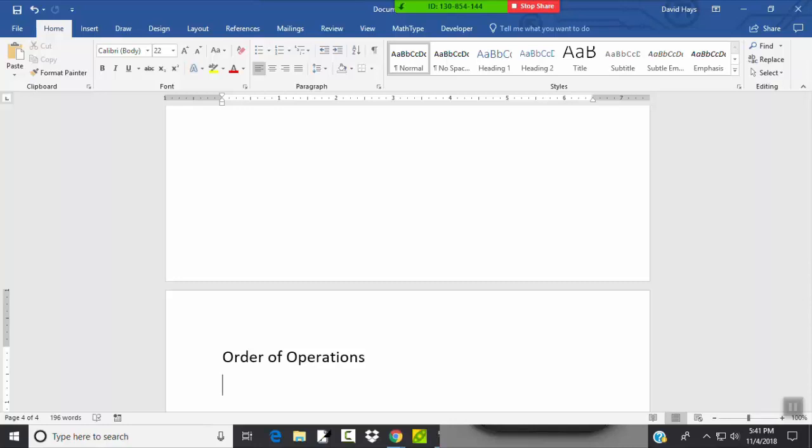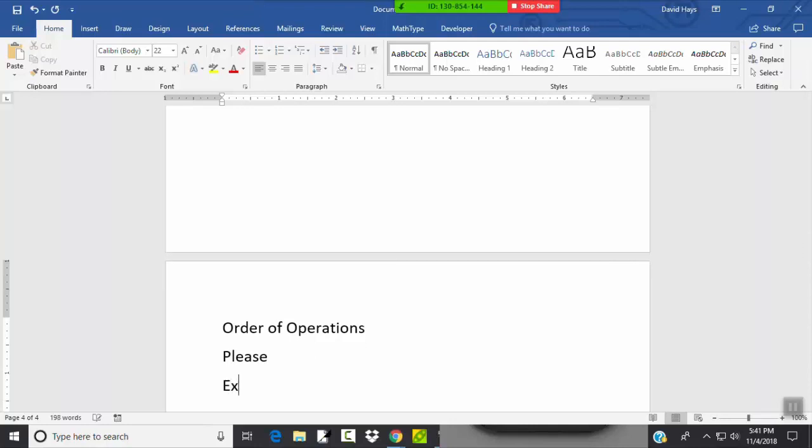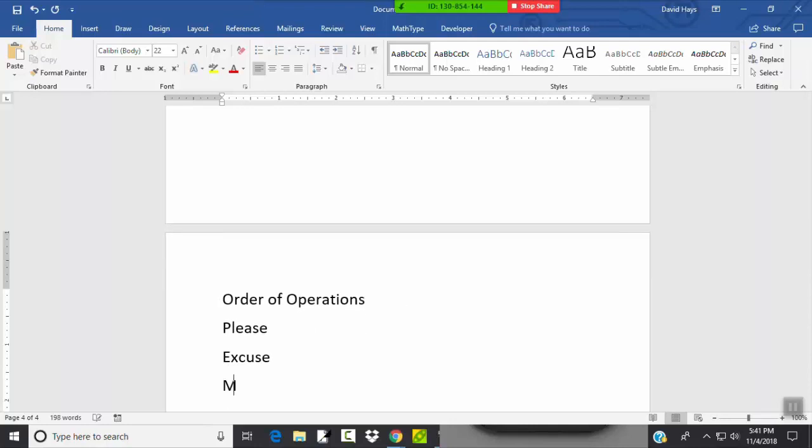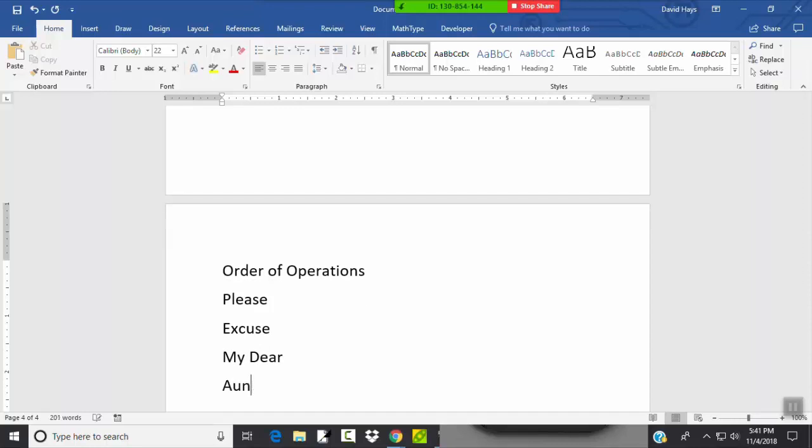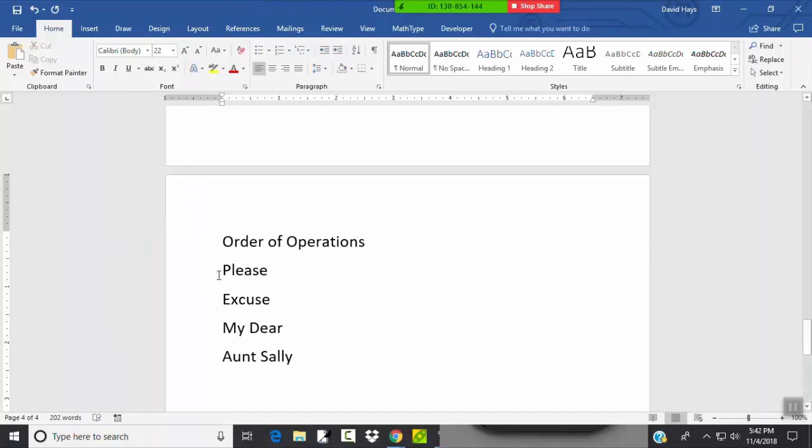And you go through all those operations. So we got Please, Excuse, My Dear, Aunt Sally. This is a way for us to remember what to do. You look at the first letter of each: P, E, and then M, D, and then A, S.